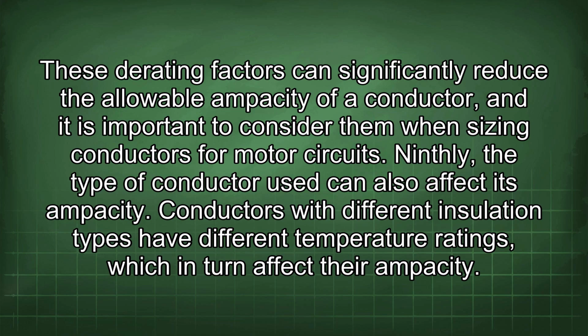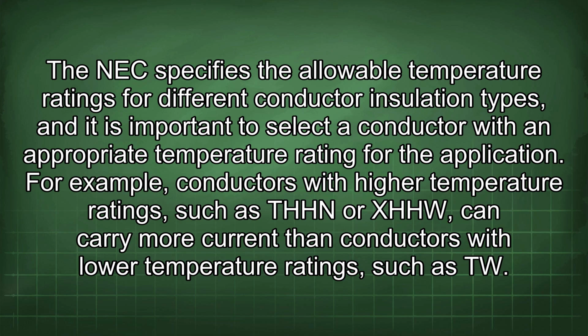Ninthly, the type of conductor used can also affect its ampacity. Conductors with different insulation types have different temperature ratings, which in turn affect their ampacity. The NEC specifies the allowable temperature ratings for different conductor insulation types, and it is important to select a conductor with an appropriate temperature rating for the application. For example, conductors with higher temperature ratings, such as THHN or XHHW, can carry more current than conductors with low temperature ratings, such as TW.